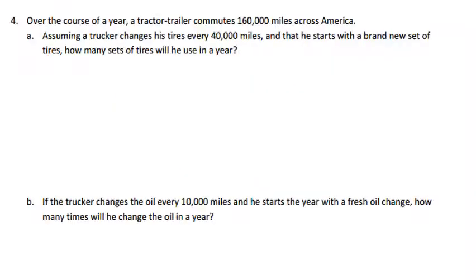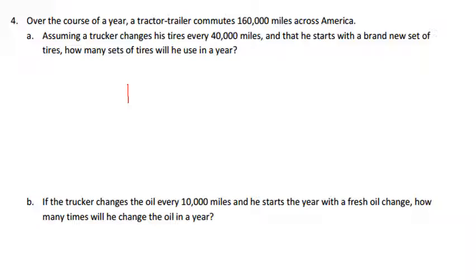Over the course of a year, a tractor-trailer commutes 160,000 miles across America. Assuming the trucker changes his tires every 40,000 miles and that he starts with a brand new set of tires, how many sets of tires will he use in a year?